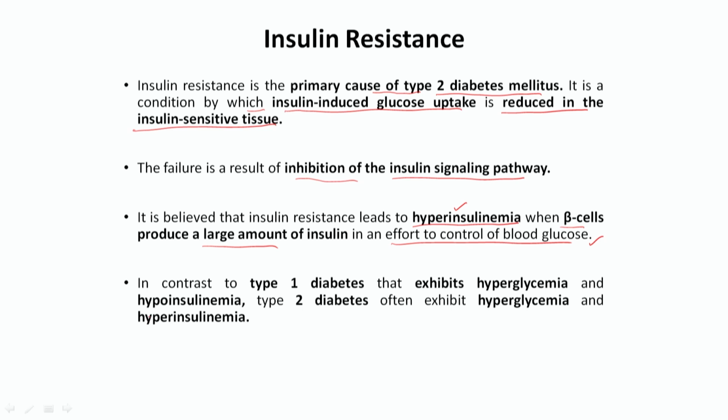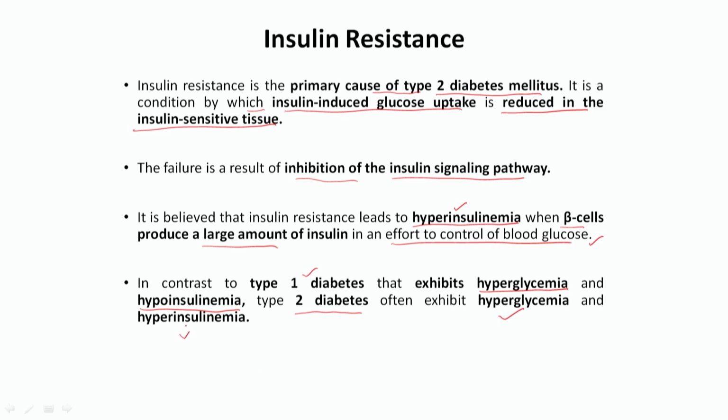There are certain differences between type 1 and type 2 diabetes mellitus. In type 1 diabetes there will be hyperglycemia, quite naturally, blood glucose level will be higher, but there will be hypoinsulinemia, meaning insulin production will not be proper. So hypoinsulinemia and hyperglycemia. But in case of type 2 diabetes mellitus, there will be hyperglycemia as well as hyperinsulinemia.